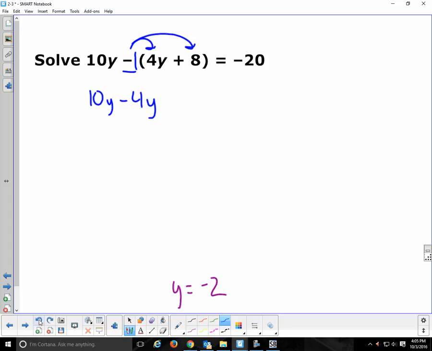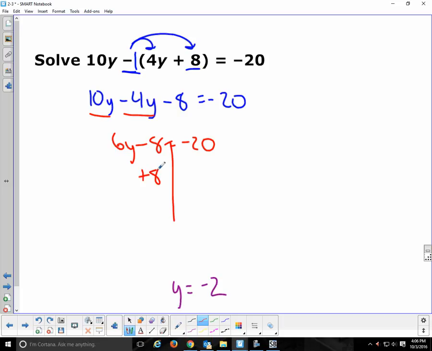But then let's look at the next part. -1 times 8 is -8. Tricky. Equals -20. Okay, now I can combine things together. So 10y minus 4y is 6y. Now I have combined things together, so I'm going to deal with any adding or subtracting first.